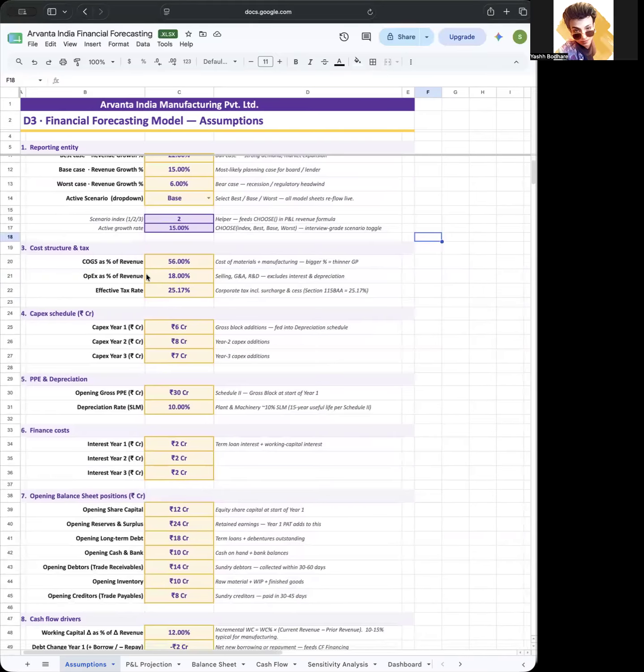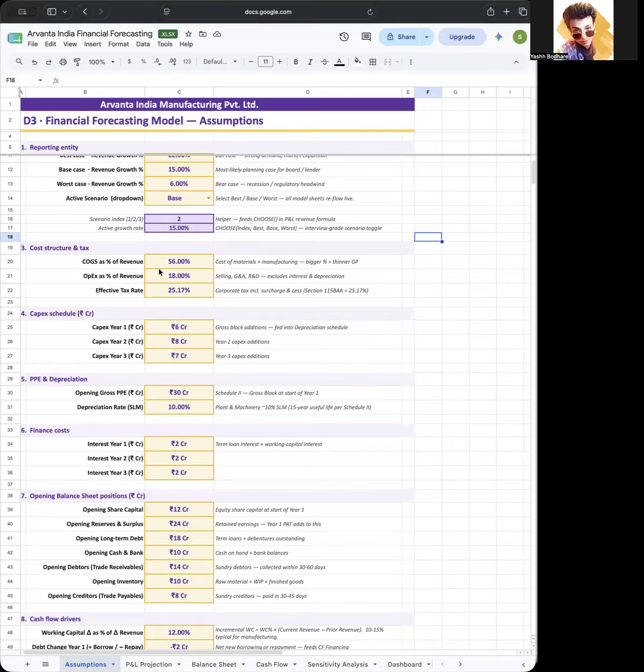Moving on to cost structure and tax. This section defines the company's major cost and taxation assumptions. See, revenue growth alone doesn't determine profitability. Management must also understand how much revenue is consumed by production cost, operating expenses, and taxes.